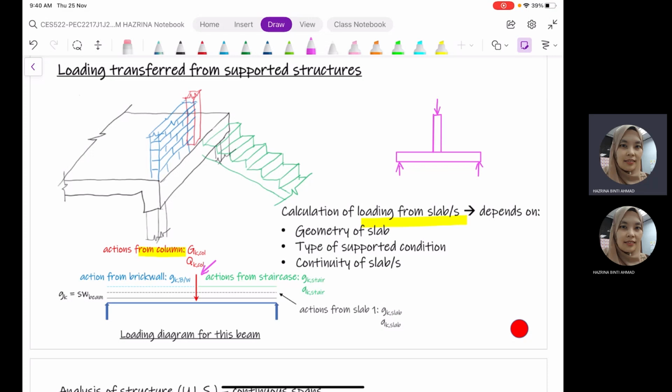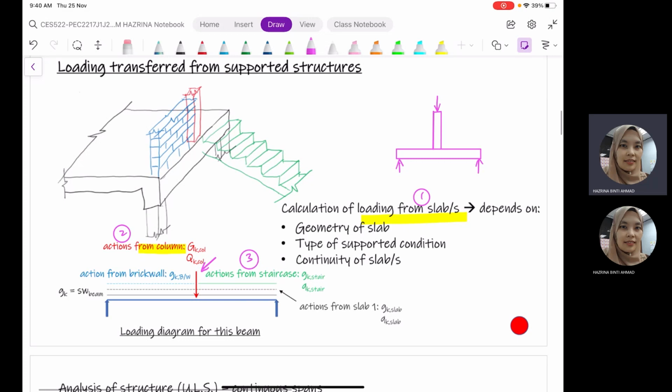Then another one that we can also consider is the actions from the staircase. Just now we had the loading from the slab, then the actions from the column, and then we also have the actions from the staircase. When we are considering the actions from the staircase, we are almost considering that we are transferring the loadings from a slab. As you can see here, this is where we have the loadings from the staircase. So we are transferring the loads from the staircase to the support. If you see here, this will be the support for our staircase.